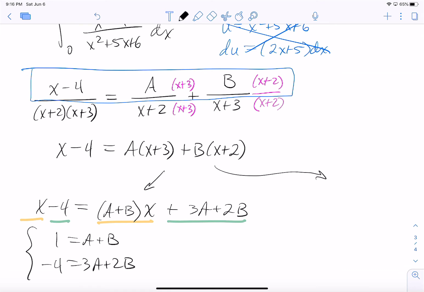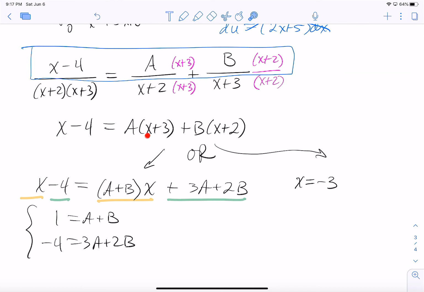The other way is we have here on the right-hand side a times the quantity of x plus 3 and b times the quantity of x plus 2. If we pick strategic values for x, we can zero out the a term or the b term as we want. If we suppose that x is equal to negative 3, and everywhere in that equation we put negative 3 in place of x, we will end up with the equation negative 7 is equal to negative b. That'll tell us that b is equal to 7.